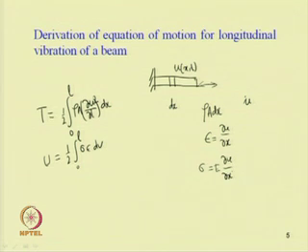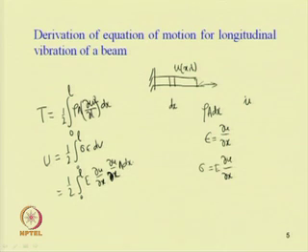Substituting these two in this equation, I can write U equal to half integral from 0 to L of E del u by del x into del u by del x into dV. For dV one can write A dx.